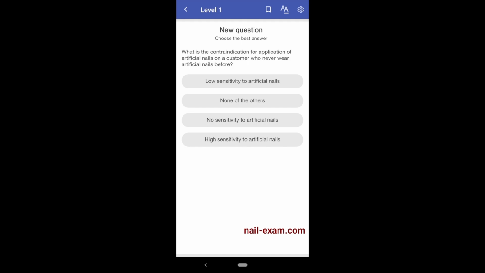What is the contraindication for application of artificial nails on a customer who never wore artificial nails before? Answers: A. Low sensitivity to artificial nails. B. None of the others. C. No sensitivity to artificial nails. D. High sensitivity to artificial nails. The answer is D.